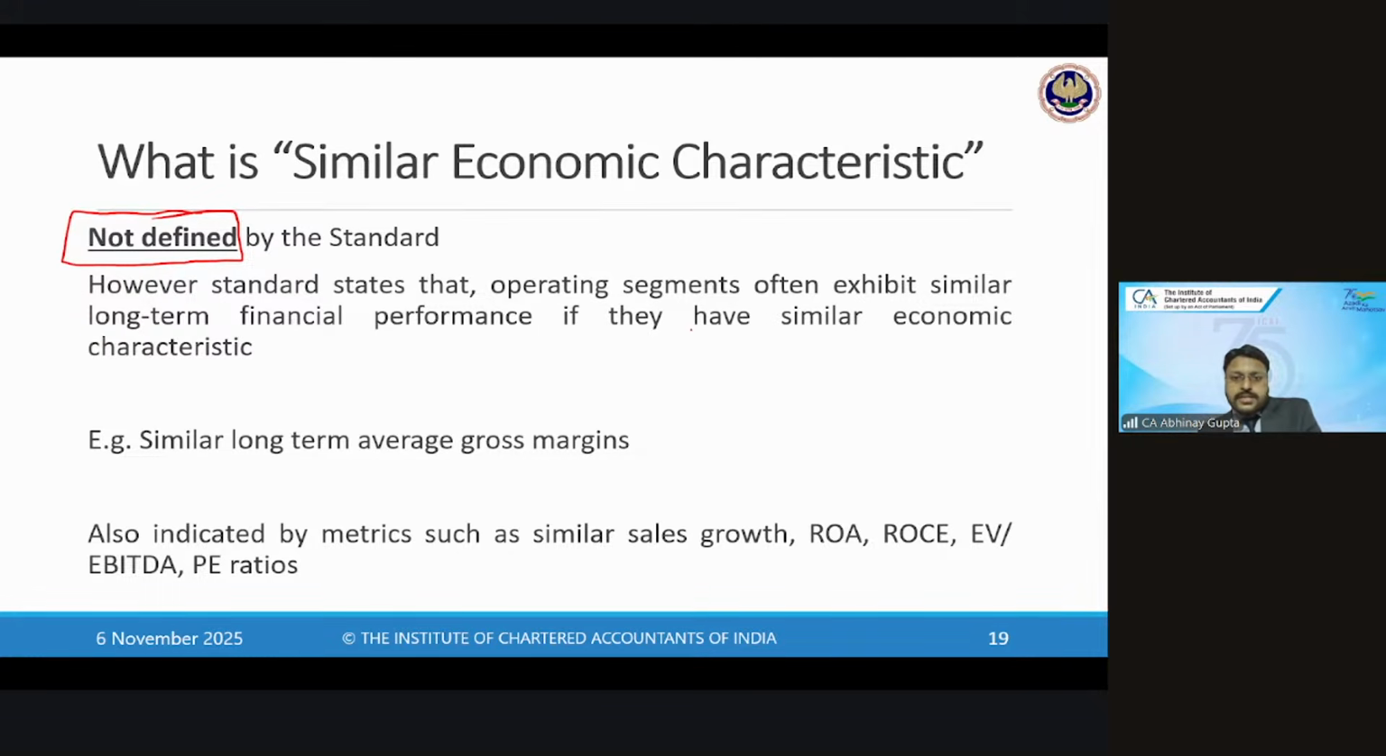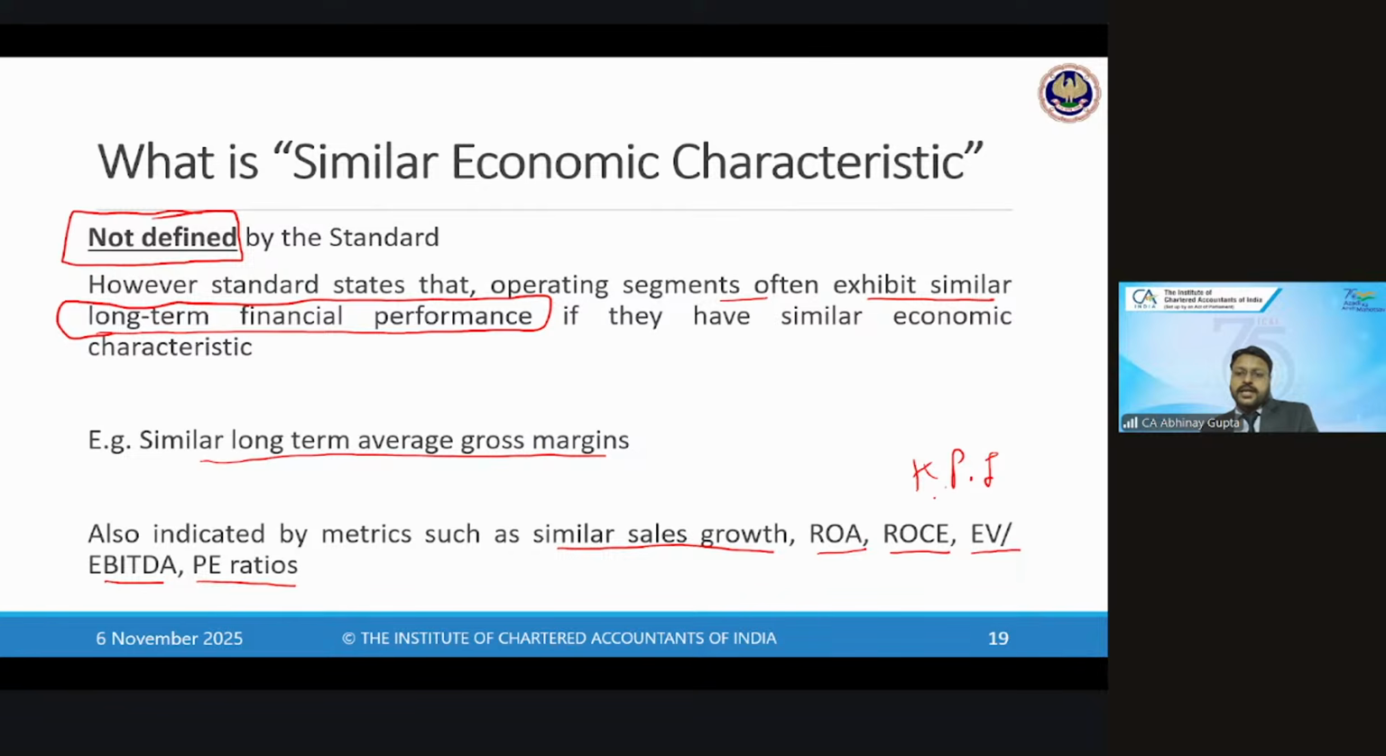Then the standard says operating segments often exhibit similar long-term financial performance, right? If they have similar characteristics. For example, similar long-term gross margins, similar long-term sales growth, similar long-term return on assets, similar long-term return on capital employed, similar long-term enterprise value divided by EBITDA, similar long-term PE ratios, right? So these are the KPIs, key performance indicators, which management uses to analyze the performance of various operating segments. And if management finds that the KPIs, that is these parameters, of two or three segments are very common, so suppose, let me come back to the example. Suppose HUL, right?